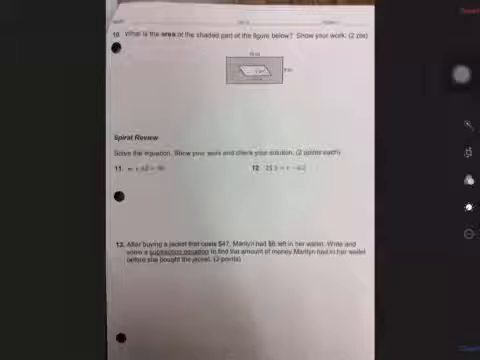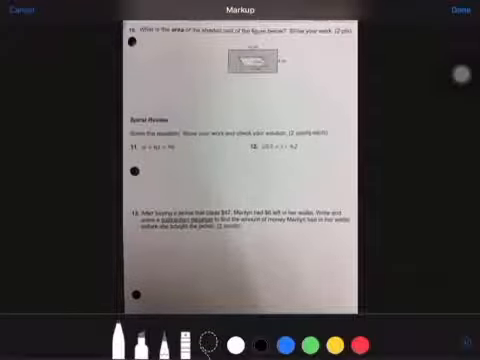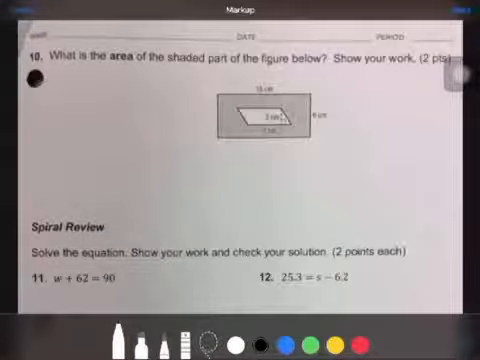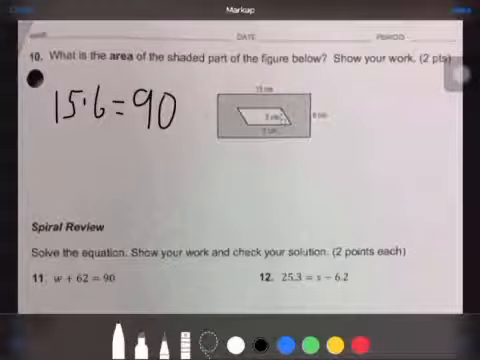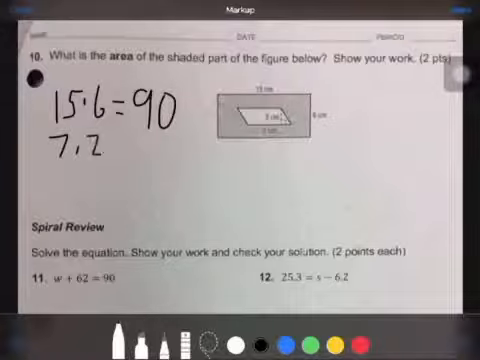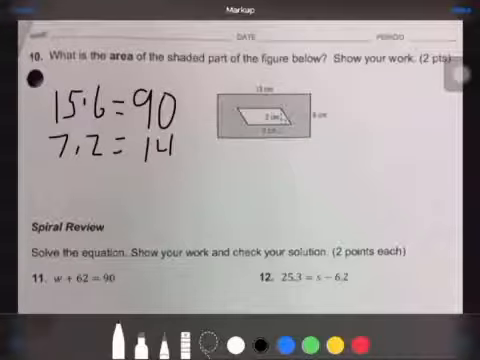Alright, so for number 10, you have to find the area of just the shaded part. And it says to show your work. So if you notice, there's just a rectangle on the outside. It's a 15 by 6. So the area of the whole rectangle is going to be 90. But if you notice, the white part inside is not shaded, so I have to subtract that area, which is going to be, it's a parallelogram, so 7 times 2 equals 14.